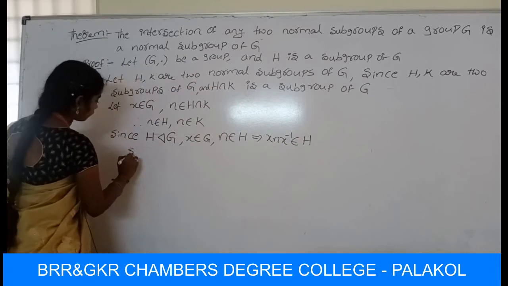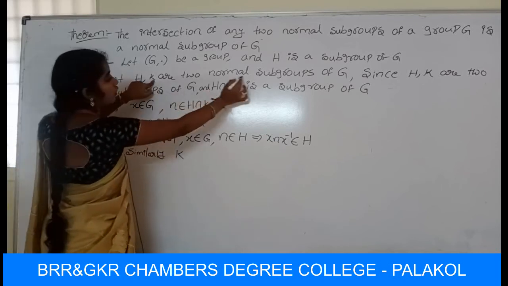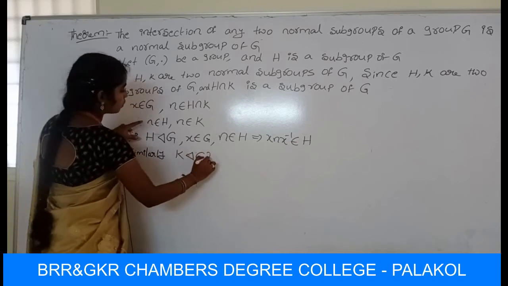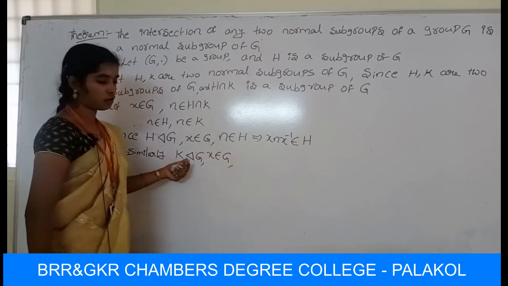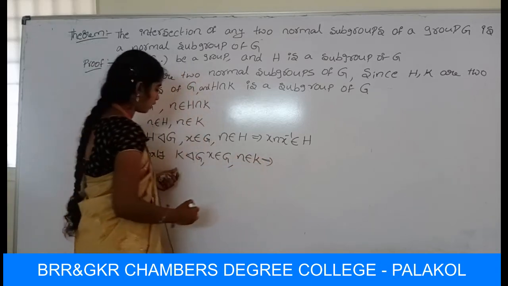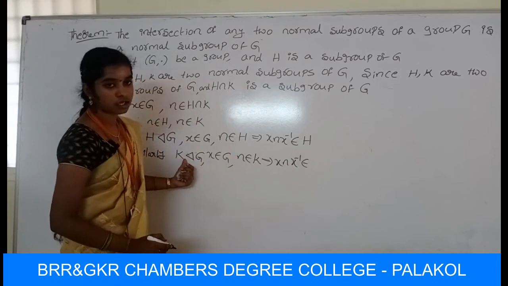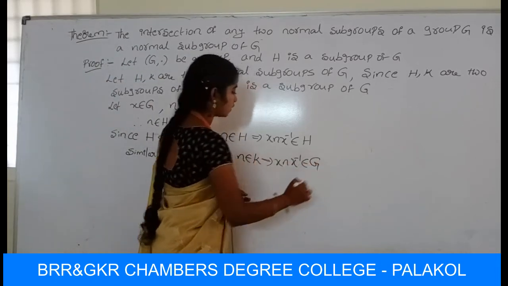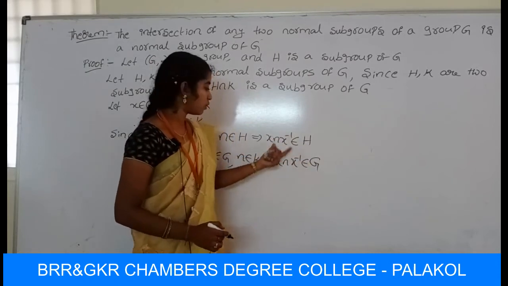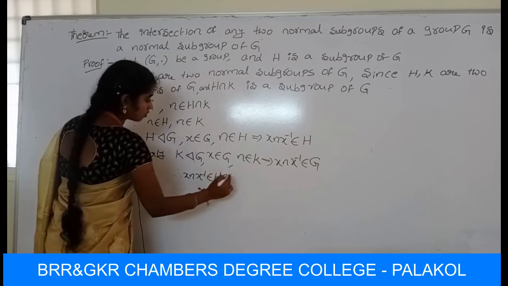Similarly, K is a normal subgroup of Z, x belongs to Z. Consider n belongs to K. So x n x inverse belongs to K. So x n x inverse is a common element in H and K. Therefore, x n x inverse belongs to H intersection K.